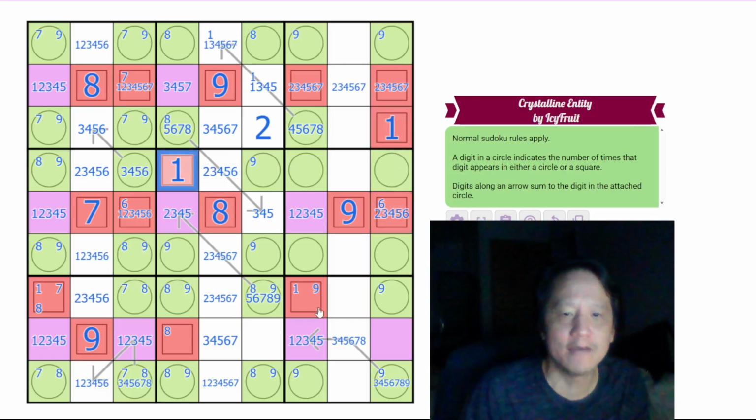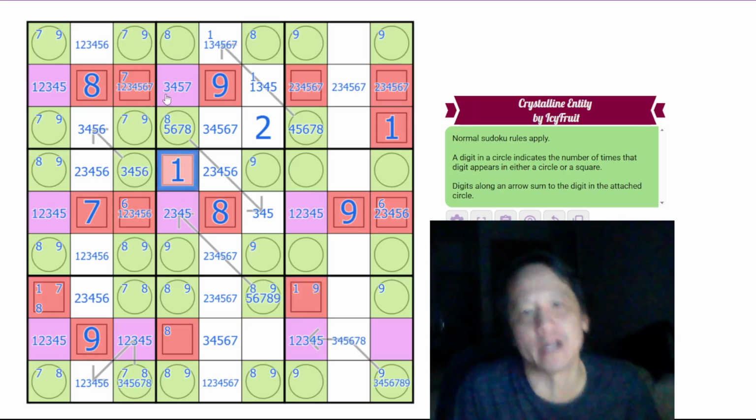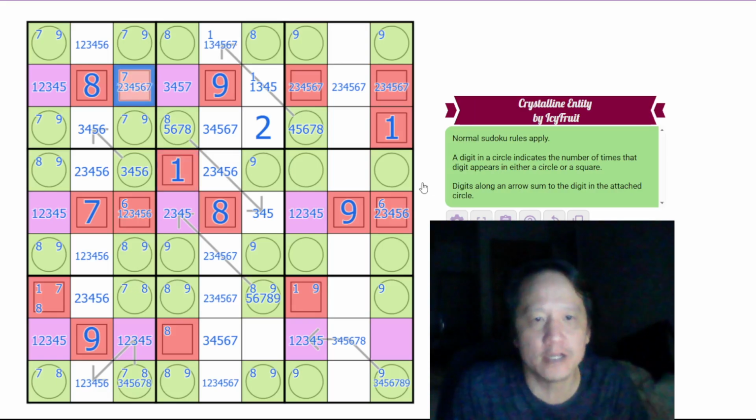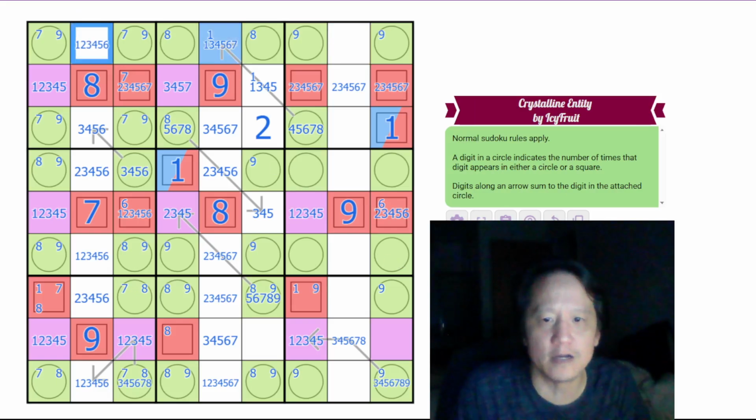We have 3 1s in the squares. So no other 1s can be in a square. So this can't be 1 here. So we're marking those. That's a blue. This is blue. This can't be 1. So blue has to be in row 1. It has to be one of those 2. It has to be in row 2. It has to be one of those 2.